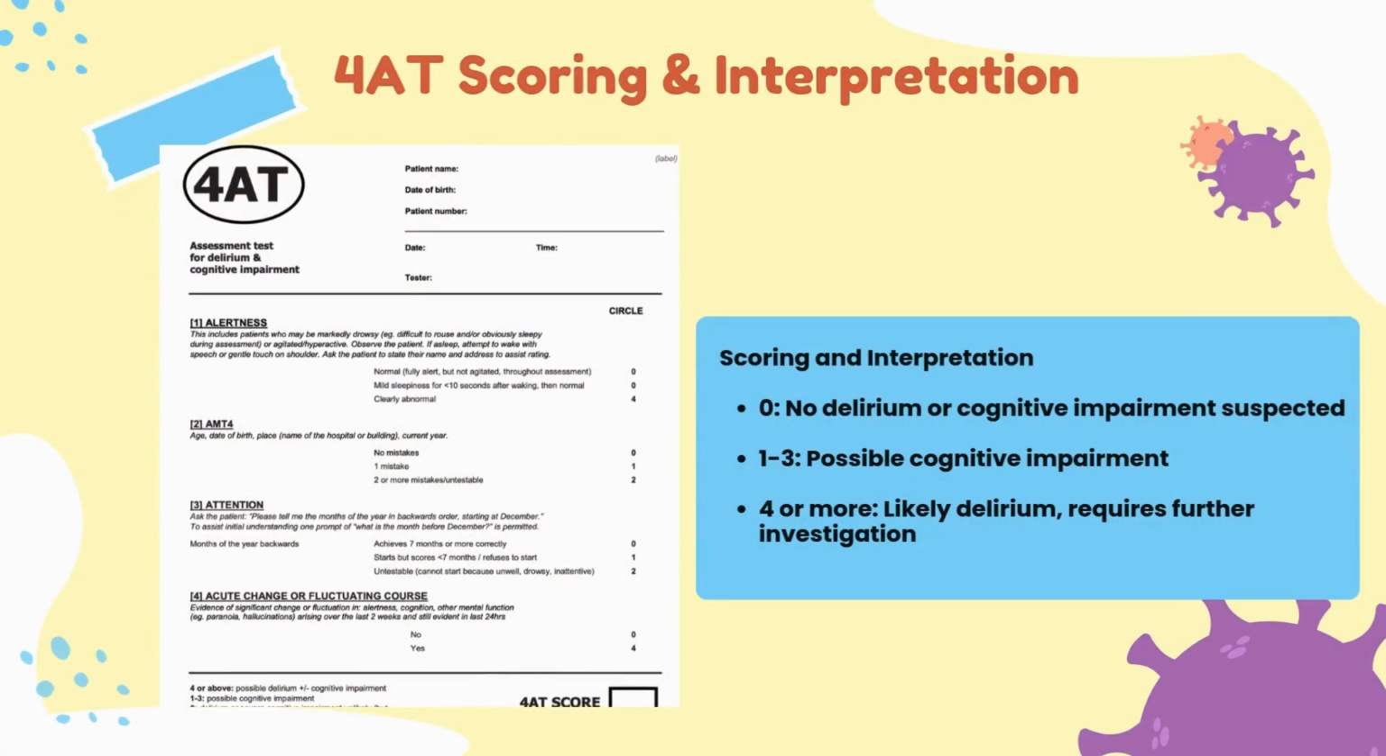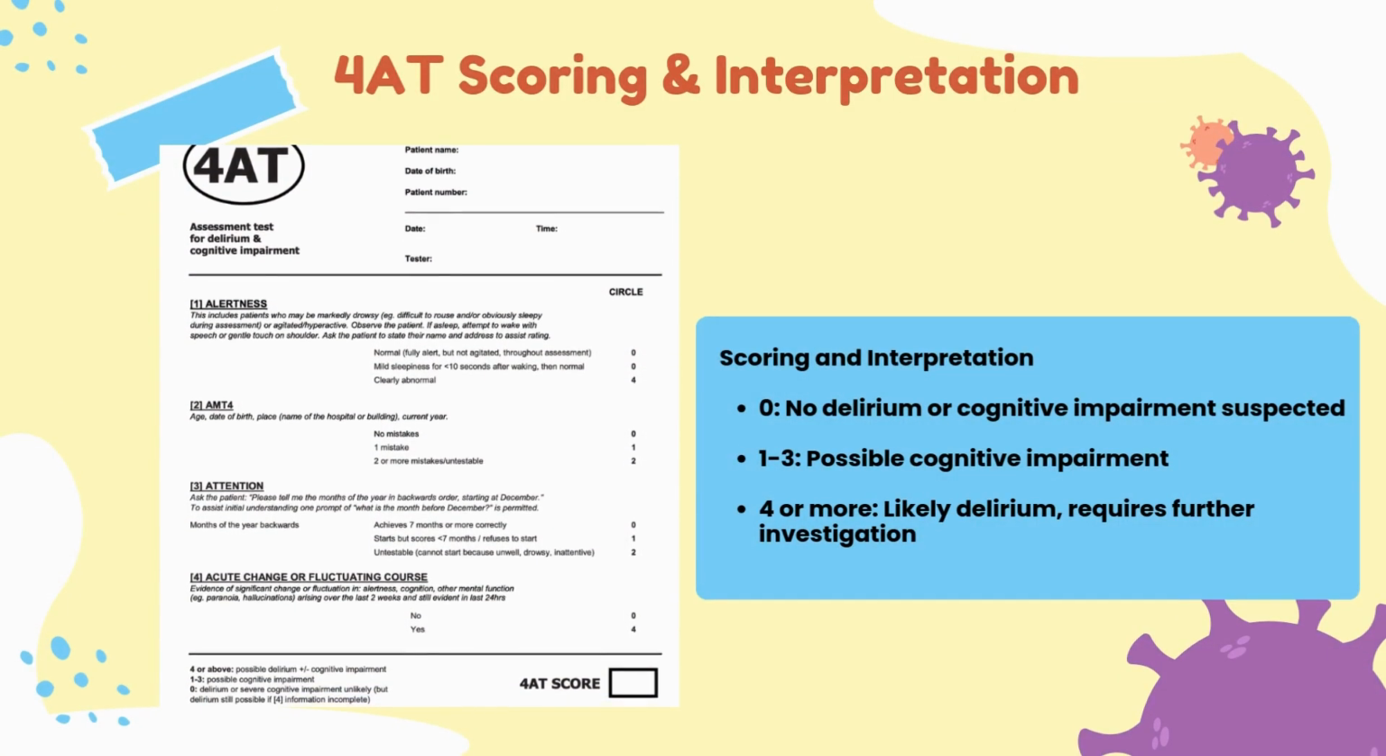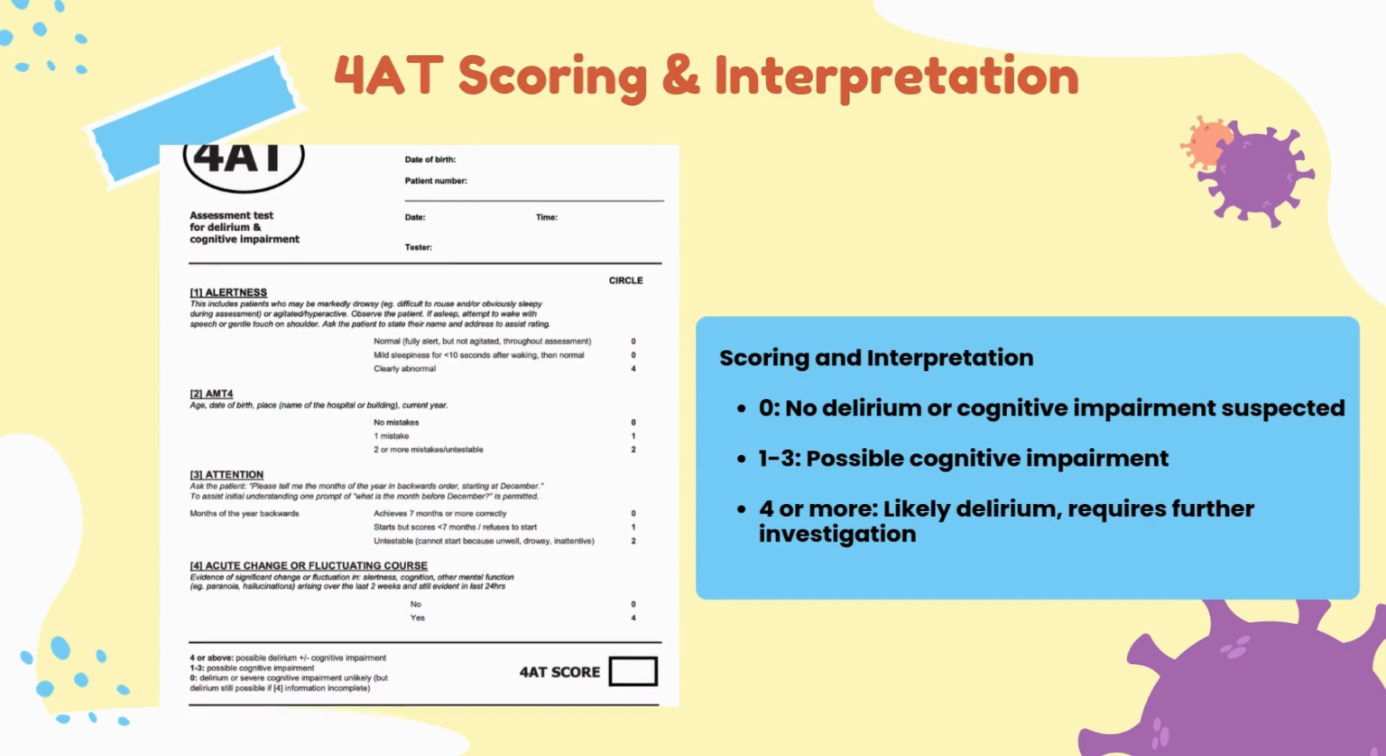The 4AT scoring system is designed to quickly assess delirium and cognitive impairment. A score of 0 indicates no suspicion of cognitive impairment or delirium. Scores ranging from 1 to 3 suggest possible cognitive impairment, warranting closer monitoring. If a patient scores 4 or more, there is a high likelihood of delirium, requiring further investigation and intervention. This tool allows for rapid screening, enabling timely management of patients at risk of cognitive decline and falls in the emergency department.